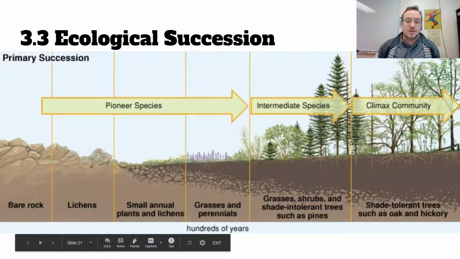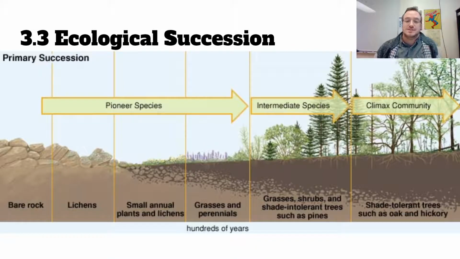All right, so the big, huge overarching concept for this is succession and evolution. So, succession is talking about how the environment itself can change over a long period of time. This is specifically hundreds of years for primary succession. And primary succession is when we're talking about starting with bare rock, no living things at all, no dirt, nothing.